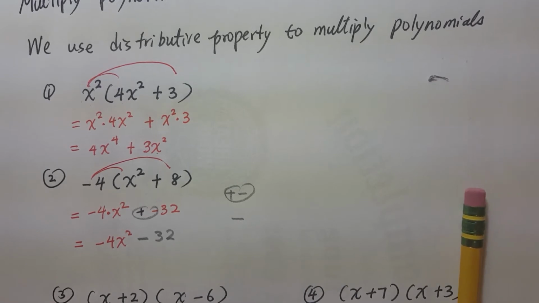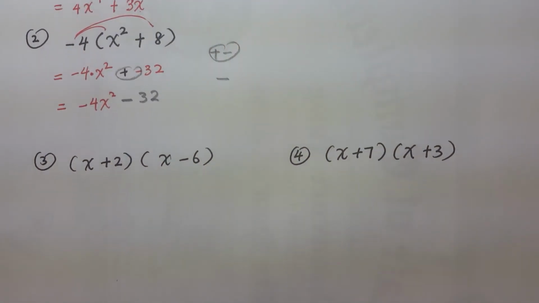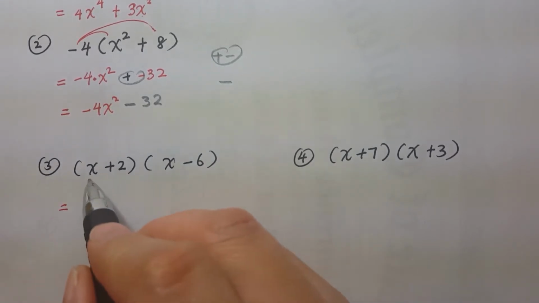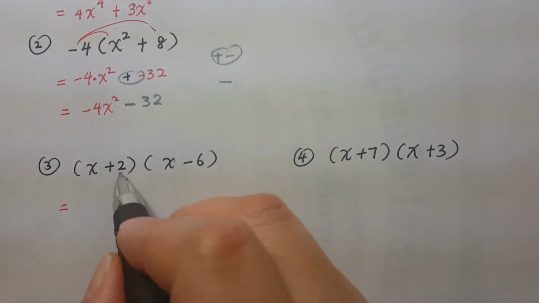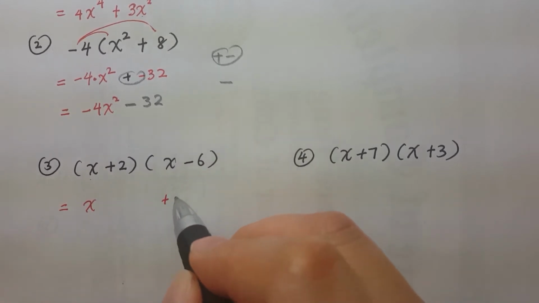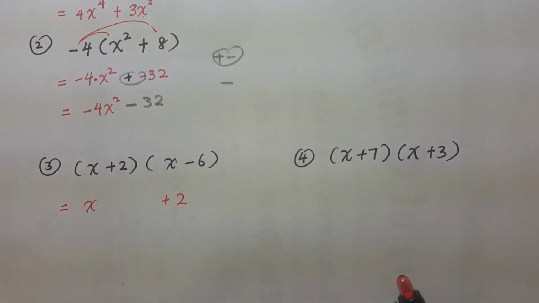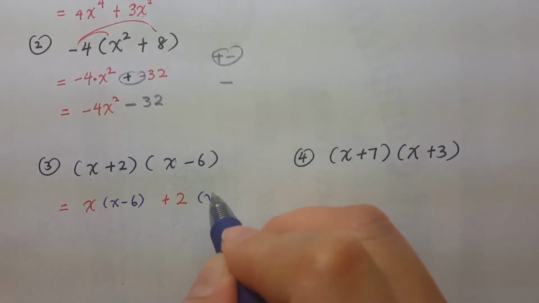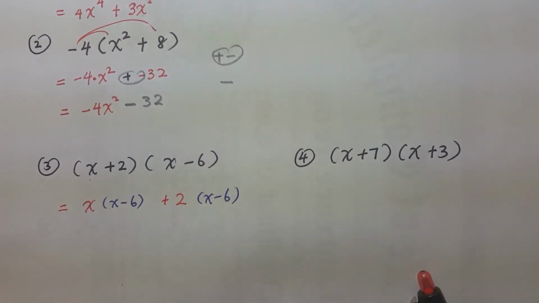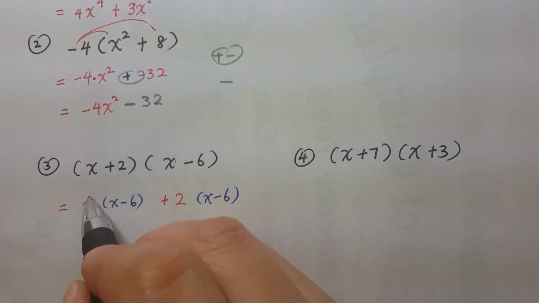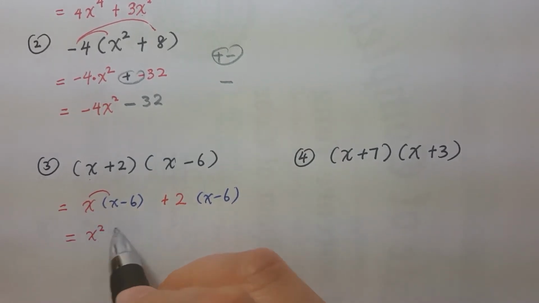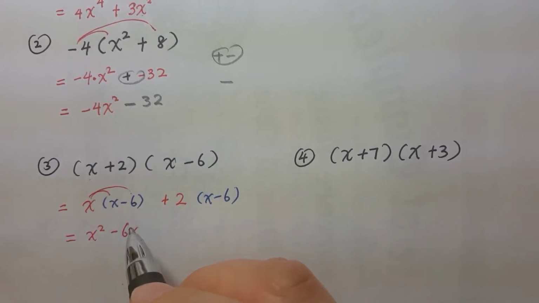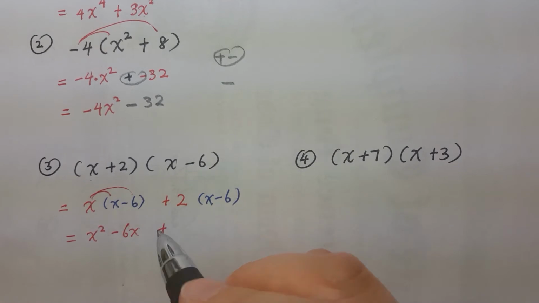Now let's take a look at question number 3. Number 3, we have a binomial times a binomial. So what we are going to do is separate the first one. x plus 2, you write it separately, and then each multiplies x minus 6. Now we're going to use the split property. So we're going to have x times x is x squared. Minus sign stays the same. x times 6 is 6x.